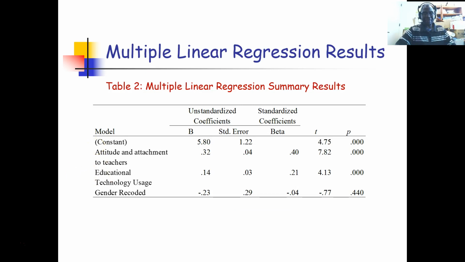This is a summary of the multiple linear regression when school level is not included as a predictor. Gender still remained non-significant. Even without school level, gender was not significant.